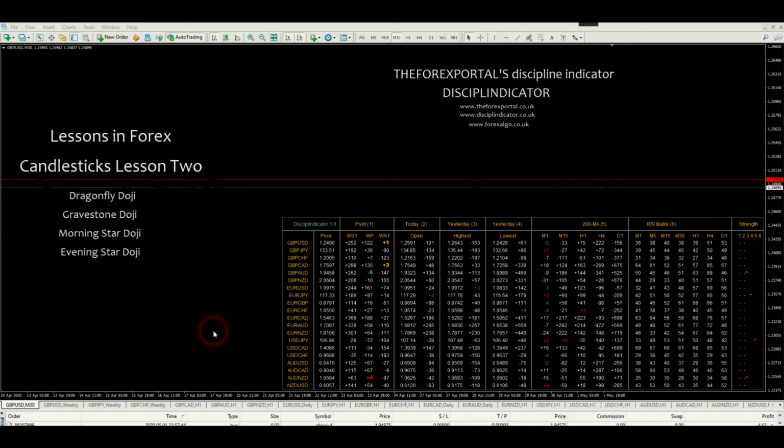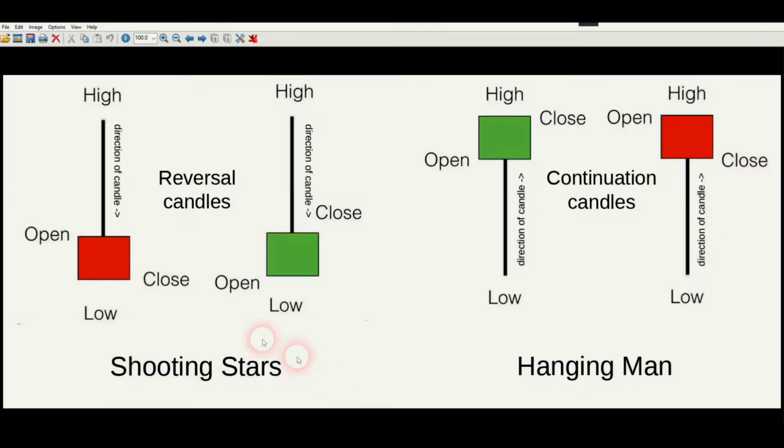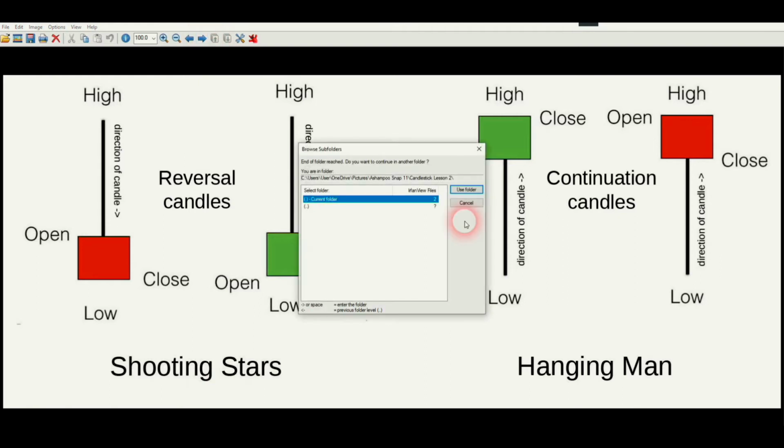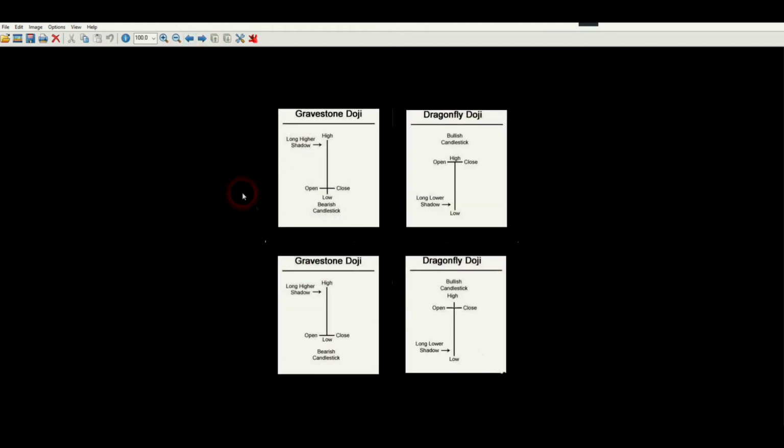Now, in the previous video, we discussed shooting stars and hanging men. There's no difference between a shooting star and a hanging man and a Gravestone and Dragonfly doji. The only difference is the size of the body. On a classic Gravestone doji, there will be no tail and no body. On a classic Dragonfly doji, there'll be again no head and no body.